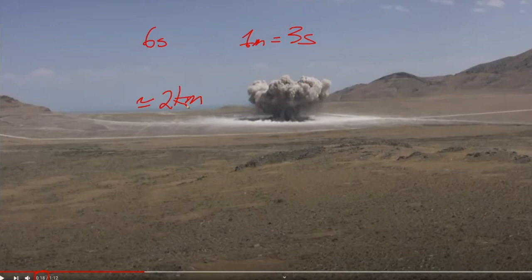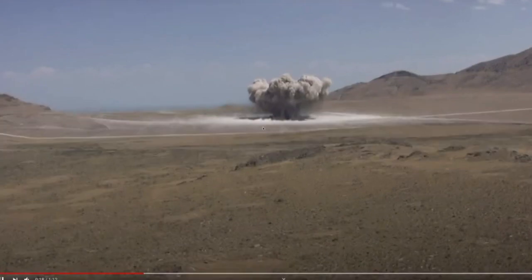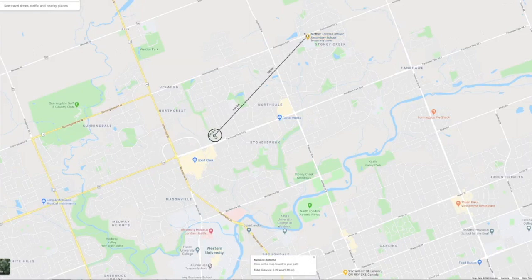Let's actually take a look and find out how far 2 kilometers is. So let's go up to Mama T. Here we go. And 2 kilometers from Mother Teresa is just past Fanshawe Park Road. So there you are, about 2 kilometers there. So that's the sort of distance we're looking at. It's past the Home Depot, pretty much where the Starbucks is. That's 2 kilometers away. So that's how far away they were from that explosion, which is why it took that amount of time. Generally speaking, that's a fairly safe distance to be from an explosion of that size.